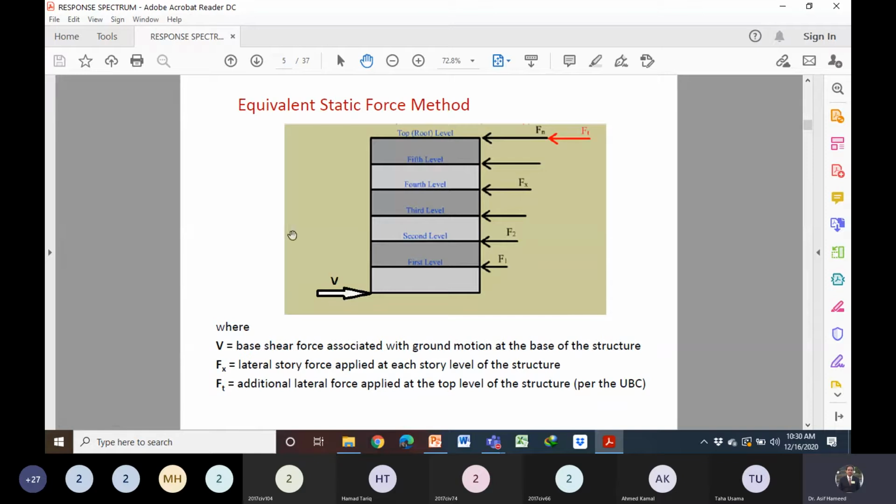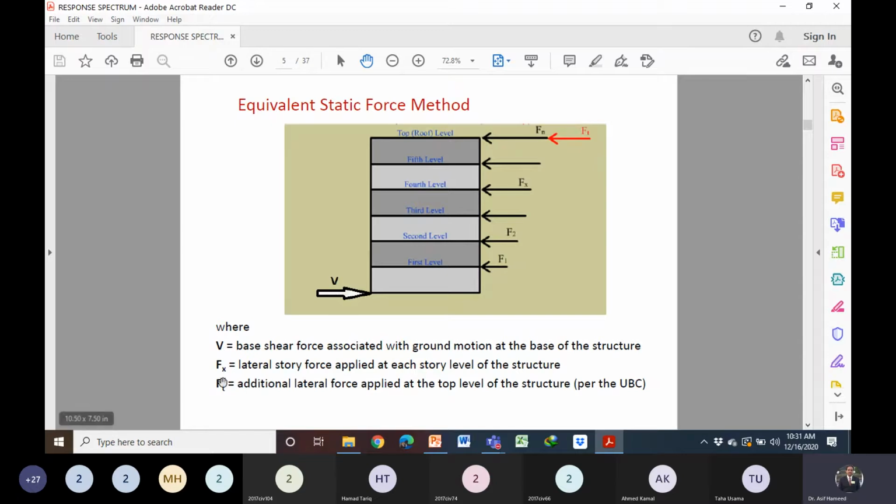So we can calculate the base shear by using the empirical formula whose effect is the same or similar to the effect because of a certain earthquake, and then we can distribute the forces along the height, and the magnitude of these forces will increase with the elevation. If the time period is more than a certain value, we can apply the additional force which is to be applied at the top level.